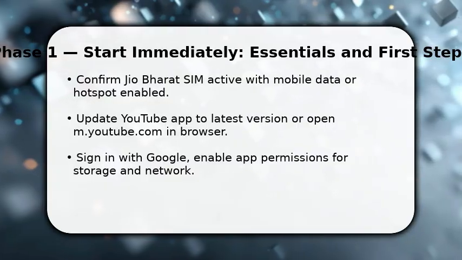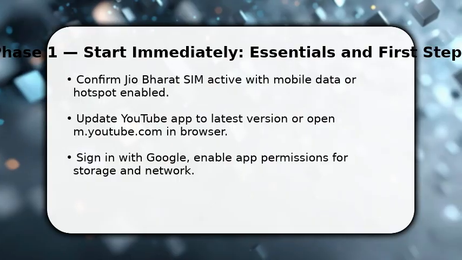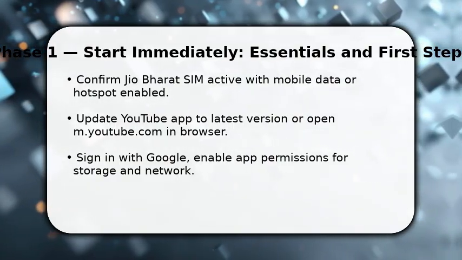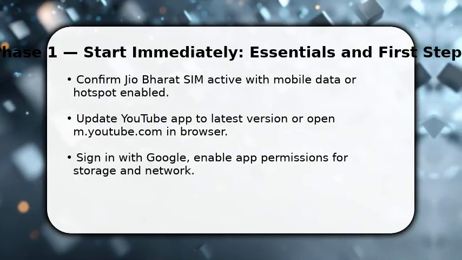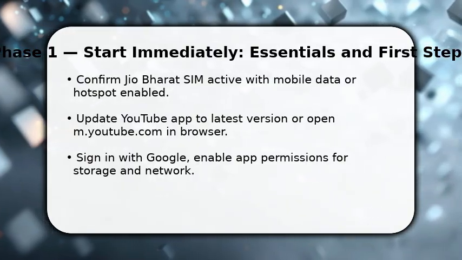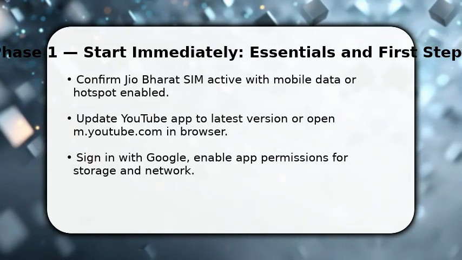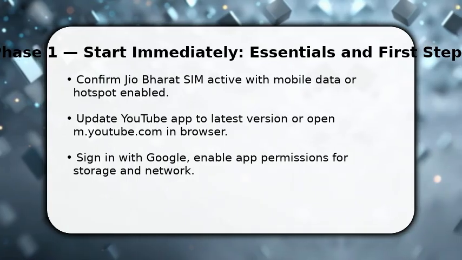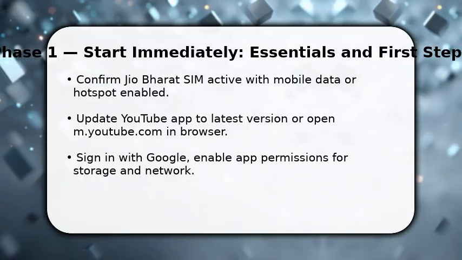You have your Jio Bharat SIM and data ready. Now open the YouTube app or YouTube.com. Sign in with your Google account so recommendations and subscriptions sync. Once signed in, allow permissions for storage and network so downloads and playback work. If you'll watch on Wi-Fi or hotspot, make sure the Jio data connection shows adequate signal bars.